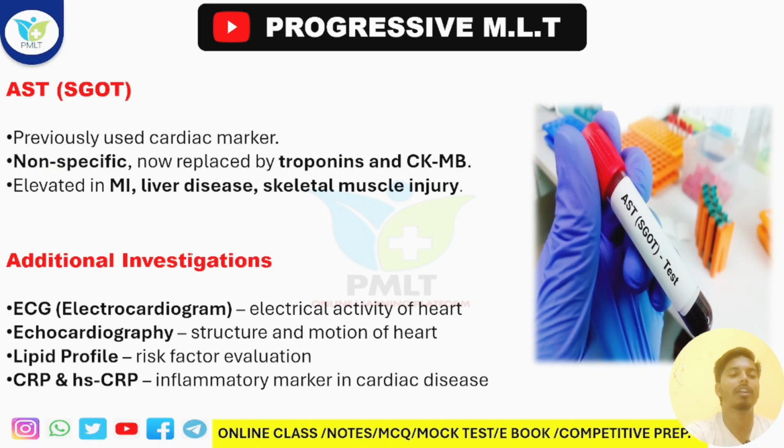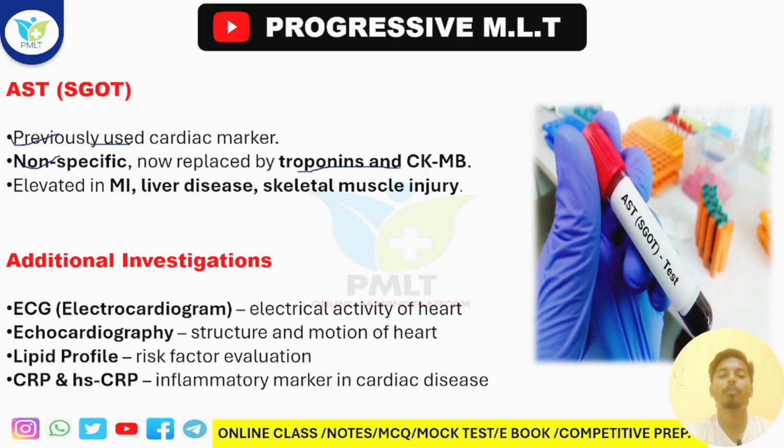After that, SGOT. This SGOT you might find in the liver function test as well, but it is also found in the heart, so it is also a cardiac marker. We also call it serum glutamate oxaloacetate transaminase, or aspartate transaminase. That is a previously used marker, now it is not used. It is non-specific, which means we cannot detect that myocardial infarction is happening particularly. Now it is replaced by troponin and CK.